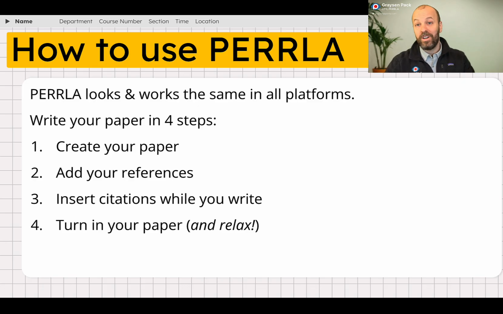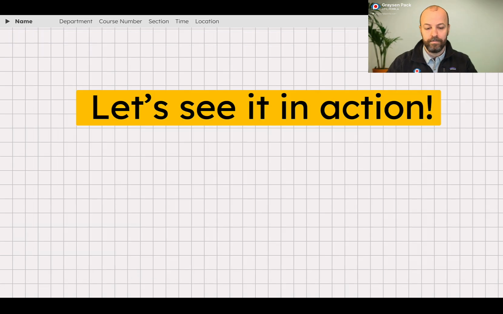Last, you turn it in, right? You end up with a normal Word document that you can submit to your professor, and you don't have to worry about losing any points for your formatting, and it's going to look great and function exactly like you want. Okay, with all that said, let's actually take a look at how this works, and we'll start off in PERRLA Online and then jump over into Microsoft Word.